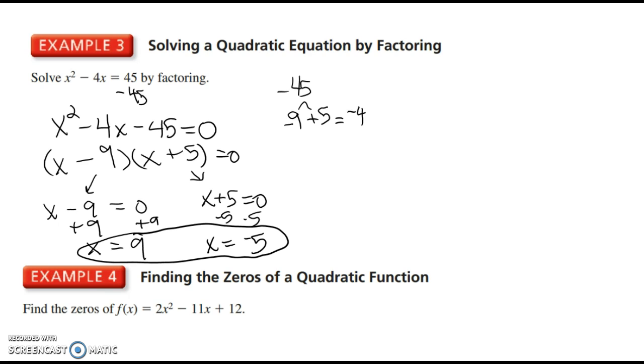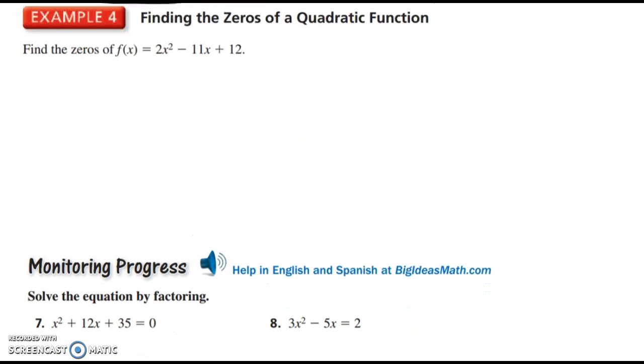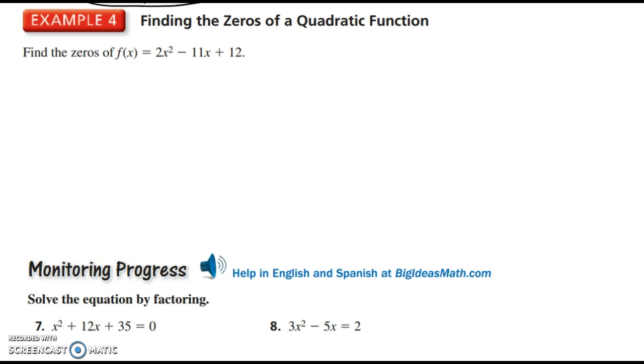If you were to graph this, you would see that the parabola crosses through the x-intercepts at 9 and negative 5 as well. Let's look at example 4. In example 4, we're finding the zeros of the function. This is the function. If you're finding the zeros, that just means set it equal to 0. And we're going to solve like we did example 3. We're looking at the quadratic here, and we're going to solve by factoring.